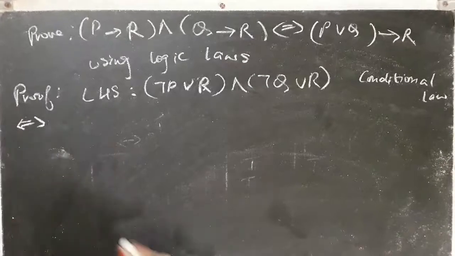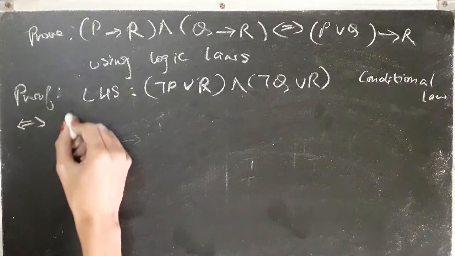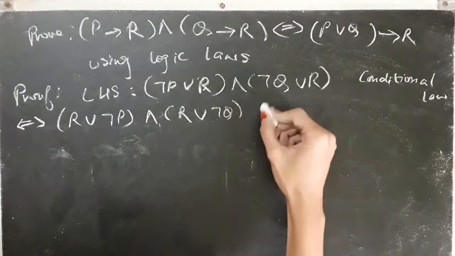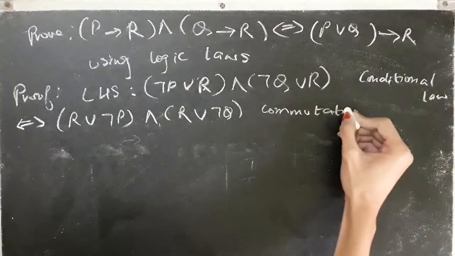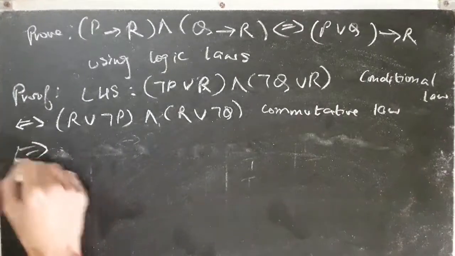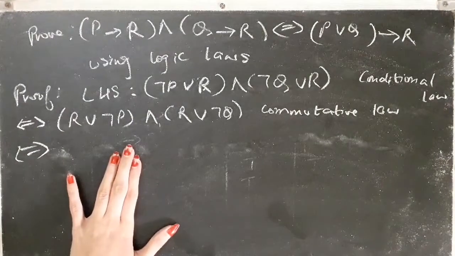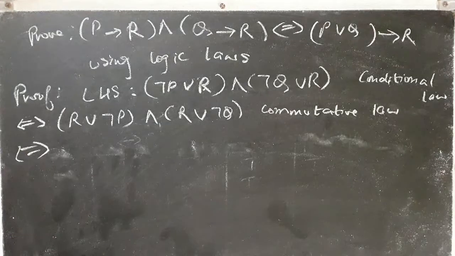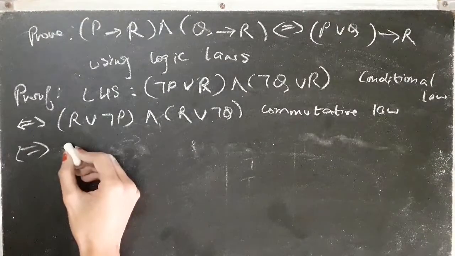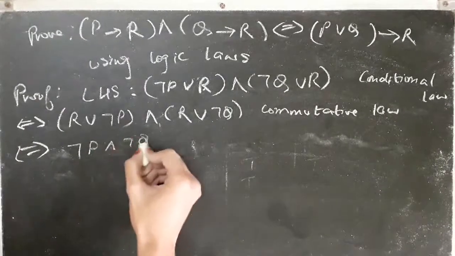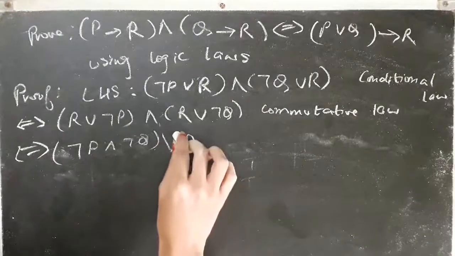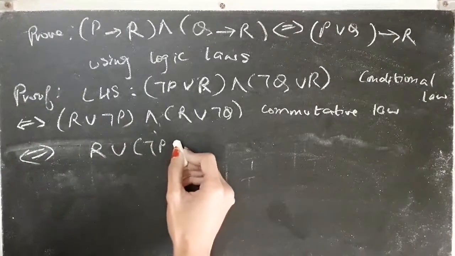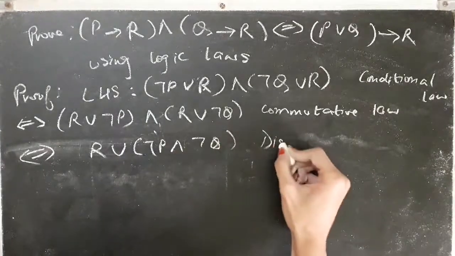Now we will use the commutative law. And this can be written as R or not P and R or not Q using the commutative law. Now, which law can be used here? This is a very important step. We see that the distributive law has been used in this case. How can this be written? This can be written as negation of P and negation of Q for R. It can be written as R or negation of P and negation of Q using the distributive law.